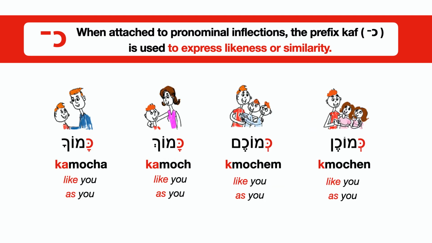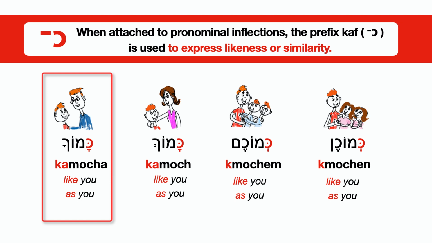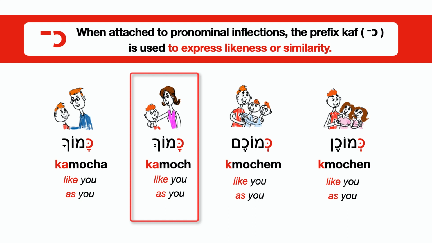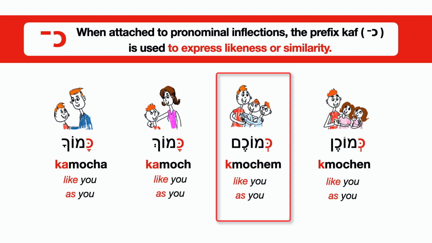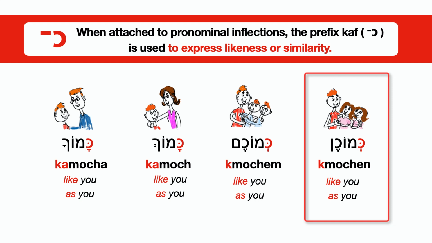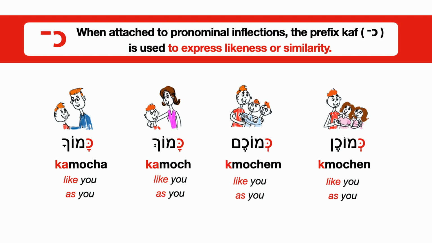Now, in the second person, we say kamocha, when we are saying like you or as you, talking to a male. Kamoch is also like you or as you, but when talking to a female. Kamochem means like you or as you when talking to several males or a group which has at least one male. And kamochen means like you or as you when talking to females, a group of females. So kamocha, kamoch, kamochem, kamochen in the second person.